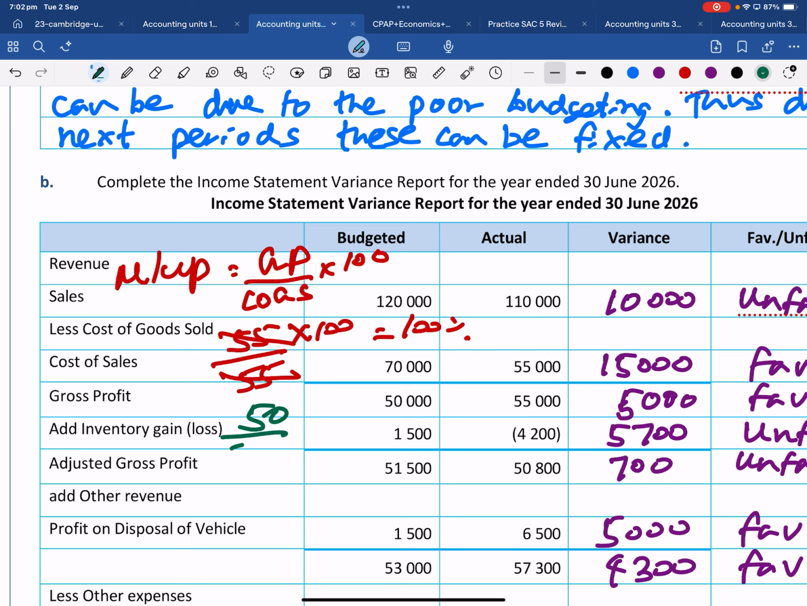Then for the budgeted, gross profit 50 over 70. But you used cost of sales, not cost of goods sold. Yeah, because there is only one cost of sales, it also becomes COGS here. So what is COGS? COGS is cost of sales plus other buying expenses. But here buying expenses is 0, meaning cost of sales will be cost of goods sold in this question. So it's 50 over 70, times by 100, which is almost 72%.